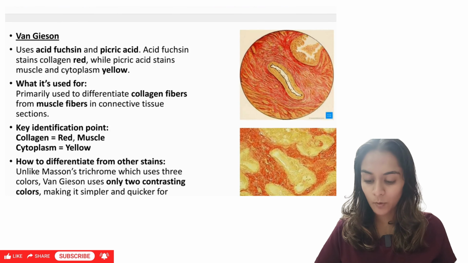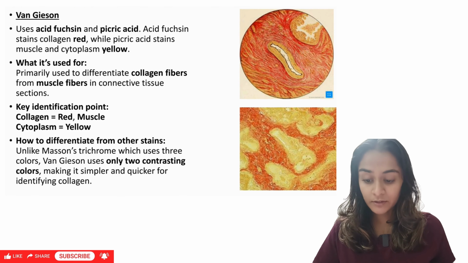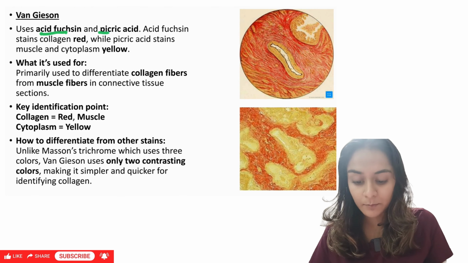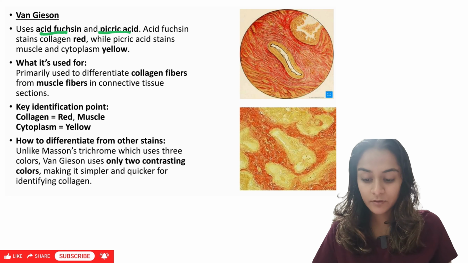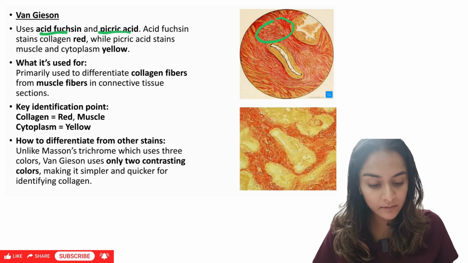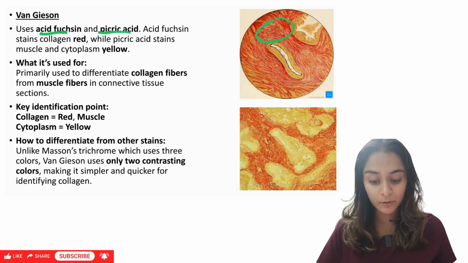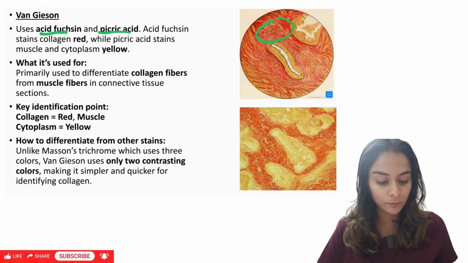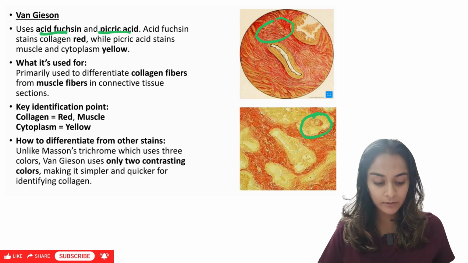Next stain is your Van Gieson stain. It uses acid fuchsin and picric acid. Acid fuchsin stains the collagen red as we can see over here in the image, while picric acid stains the muscle and cytoplasm yellow. We can appreciate it over here.